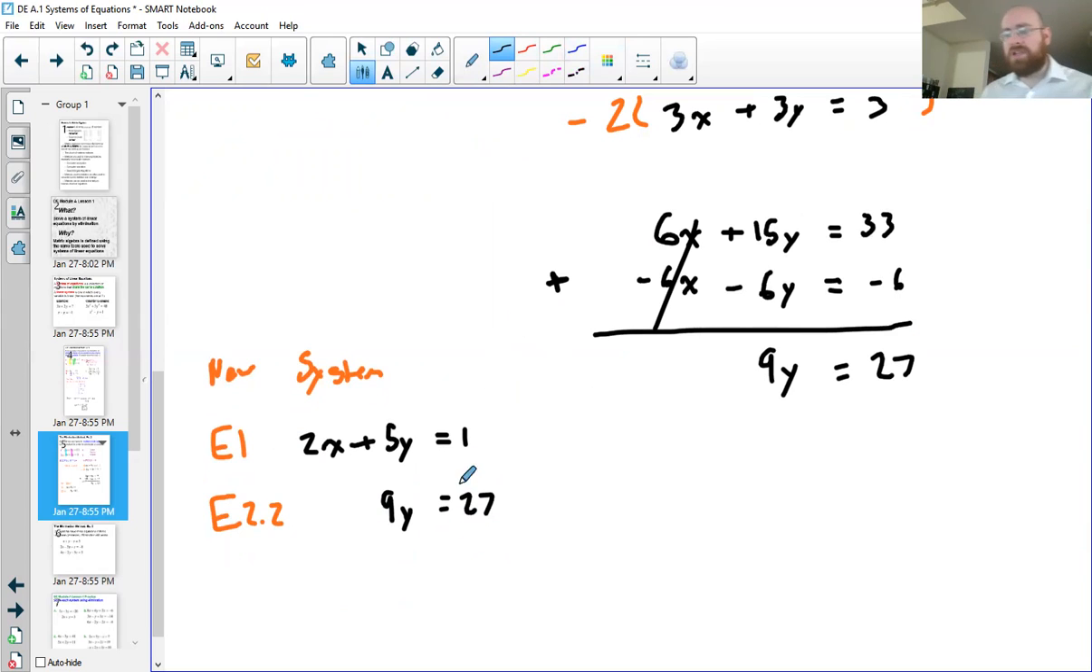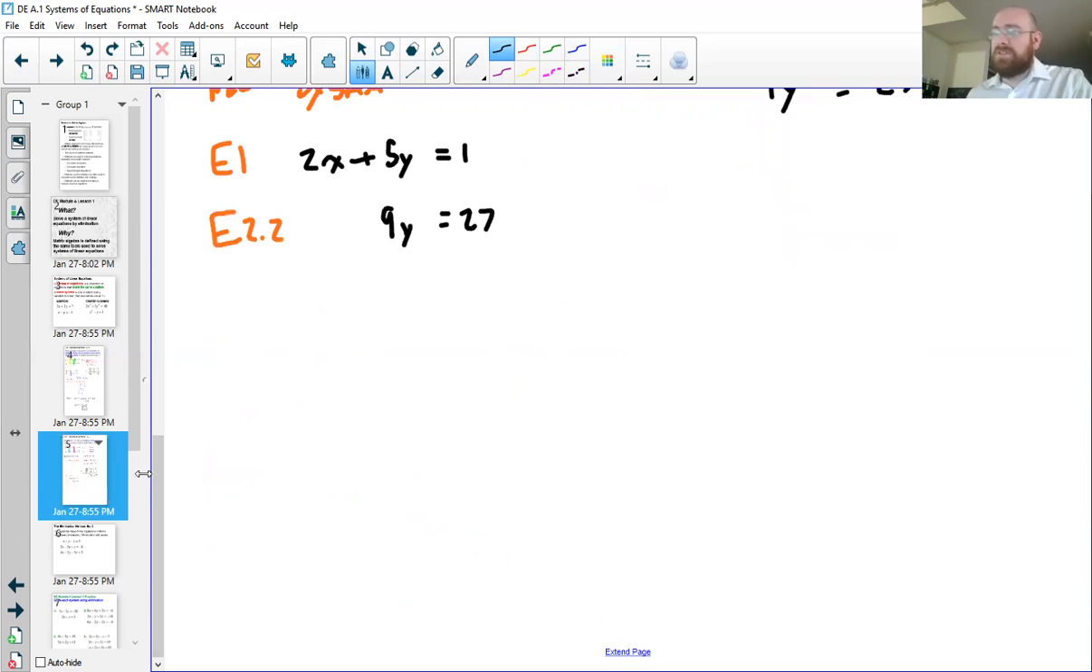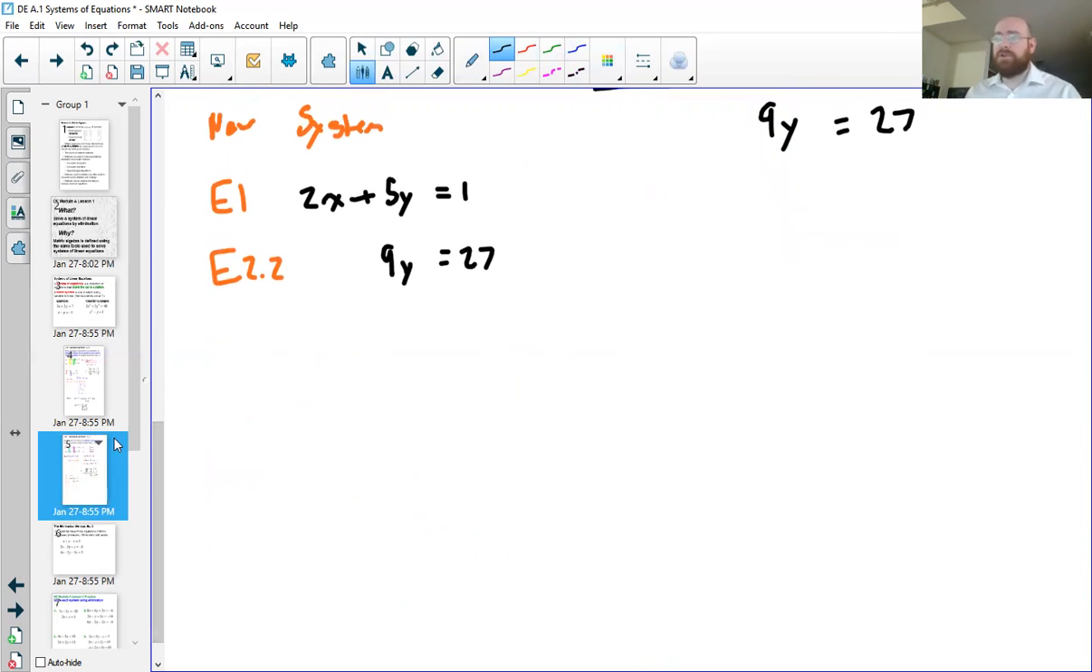Now, because we have one of our equations reduced to only a single variable, we can simplify that equation even further. So over here, I'm going to show that we can divide 27 and 9 both by 9. So we get y is equal to 3.